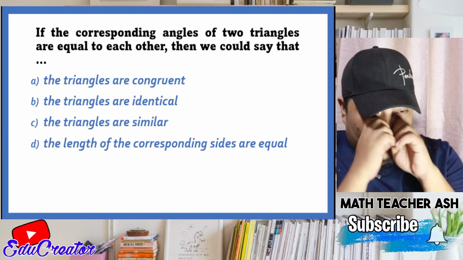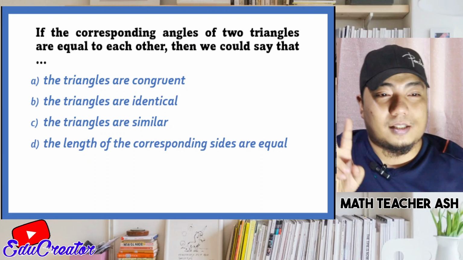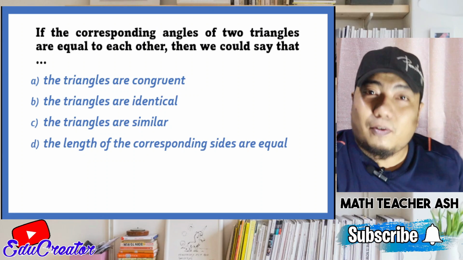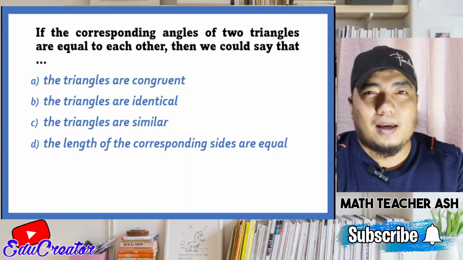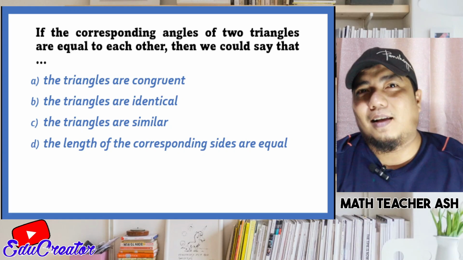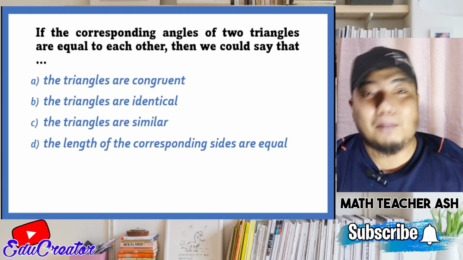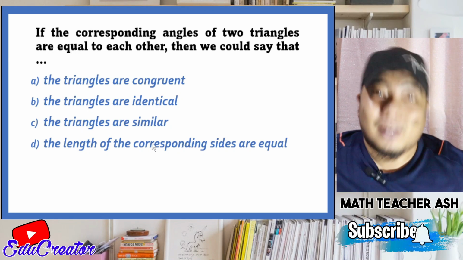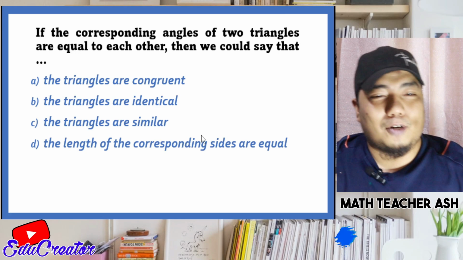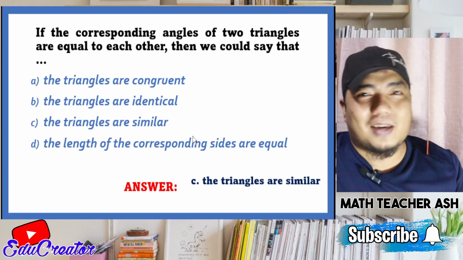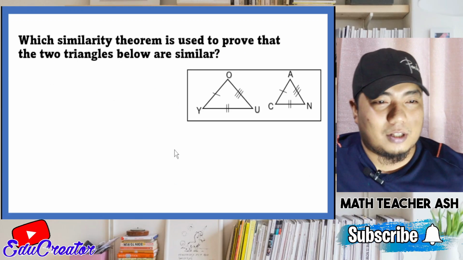My dear math learners, in this given statement, the corresponding angles of two triangles are equal to each other. So therefore, there are three angles, so AAA. So basically, having that similarity, you just need at least two in order for it to become similar. So therefore, having three, automatically they are similar, not just congruent but similar. So therefore, the correct answer is letter C. Okay, we got the correct answer, my dear math learners. So now let us go to the next question.